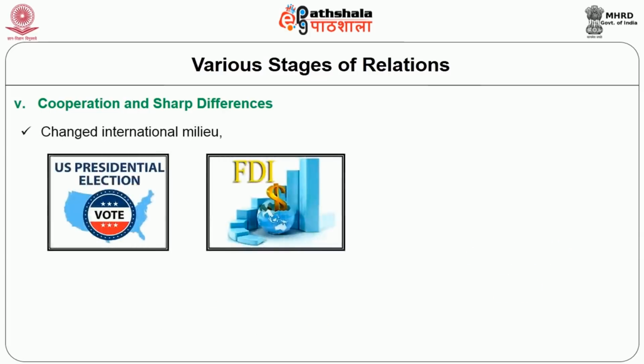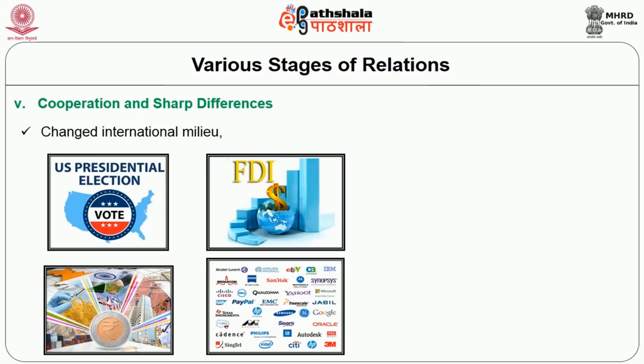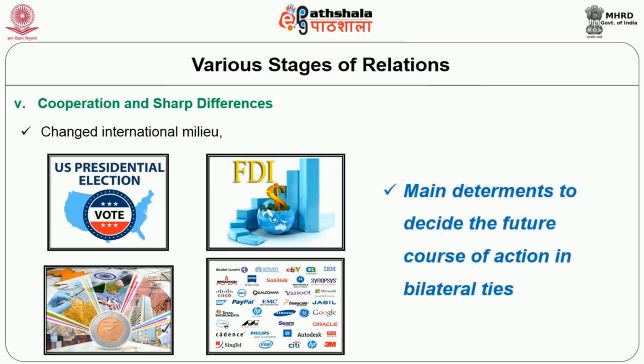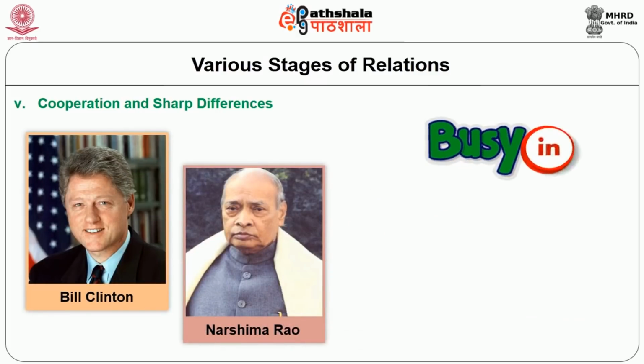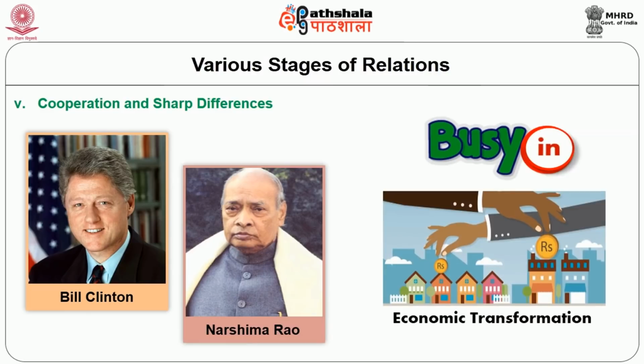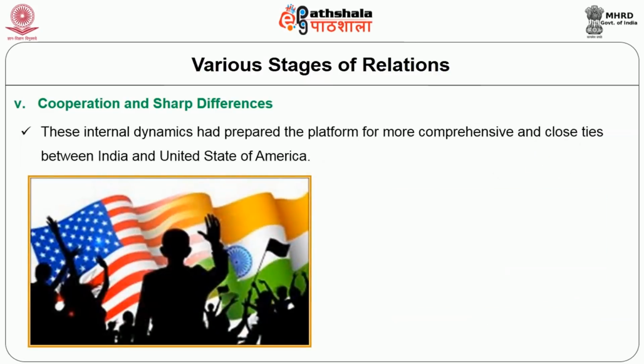The changed international milieu, the victory of the Democratic Party in the US presidential elections, the opening of the Indian economy, the need for technology and FDI, and multinational companies' pressure were the main determinants in deciding the future course of action in bilateral ties. President Bill Clinton and Prime Minister Narasimha Rao were busy with economic transformation at domestic levels. These internal dynamics had prepared the platform for more comprehensive and close ties between India and the USA.